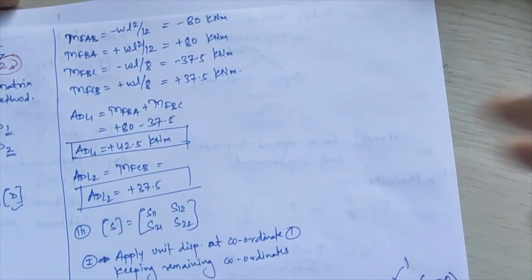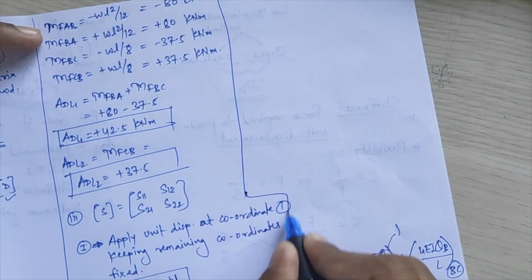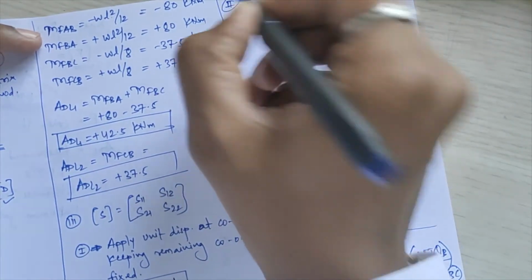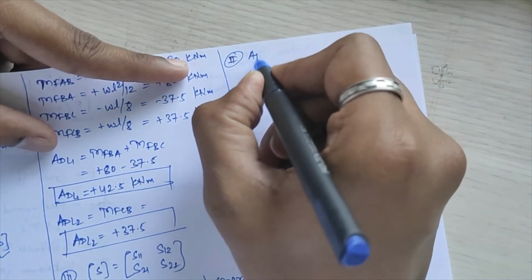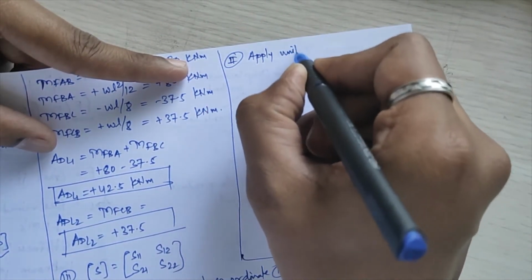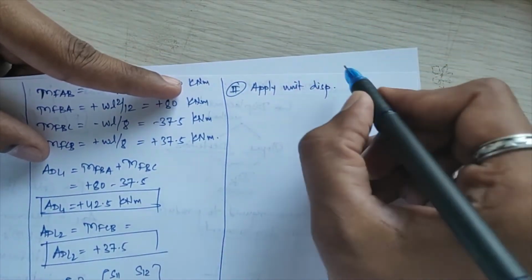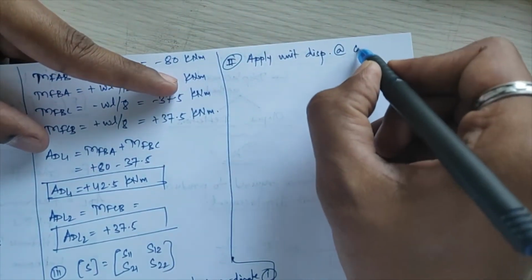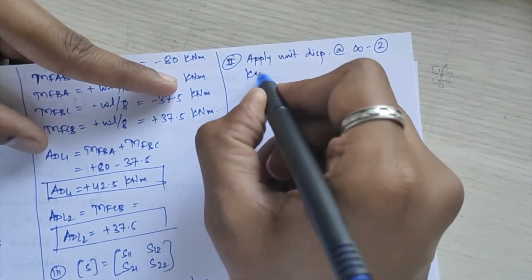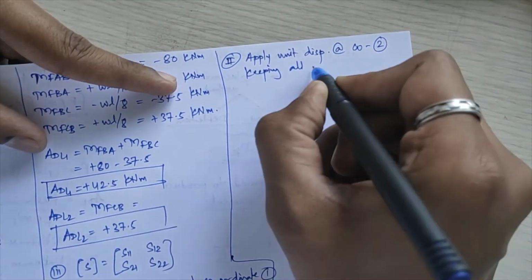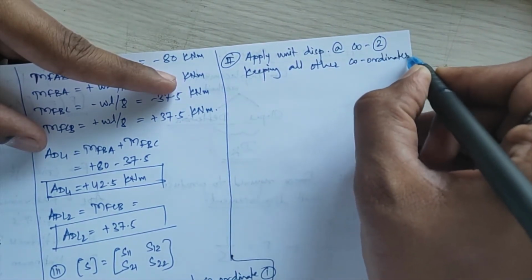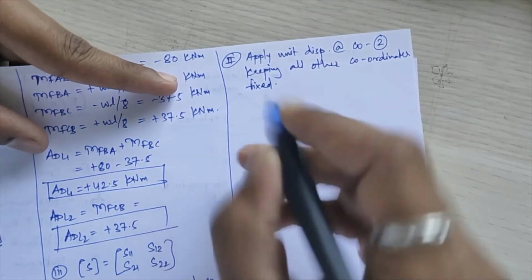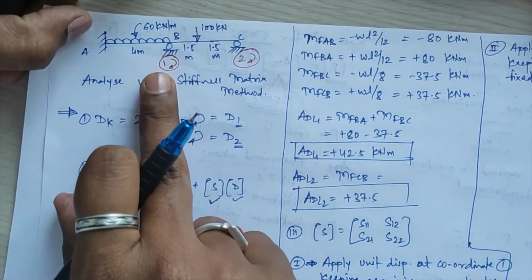Now I'll move to my next part, that is Roman 2. This was for when I applied the unit displacement for your first coordinate. Now second, what I'll do, I'll apply unit displacement at coordinate 2, keeping all other coordinates fixed. That means I have to free my second coordinate and fix my first coordinate over there.